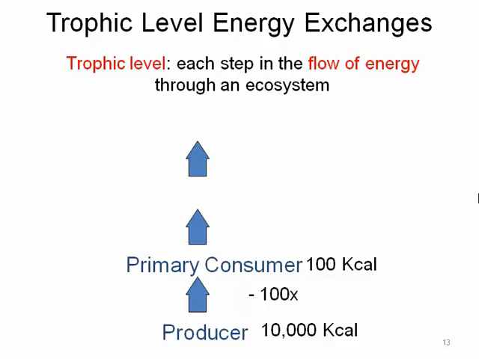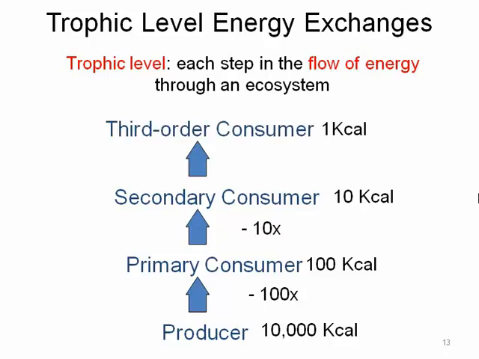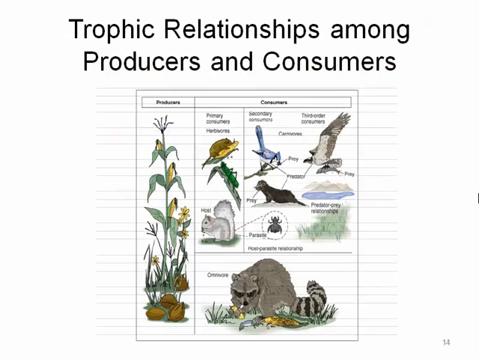And then the second order consumers eat the primary consumers, and then you're down from 100 kilocalories to 10. And then finally, the third order consumers have only 1 kilocalorie from the standpoint of their total energy presence. So there's a passing of energy through the system that ultimately reduces the amount at each stage of the trophic level. So this trophic level, again, reflects the flow of energy through this ecosystem.